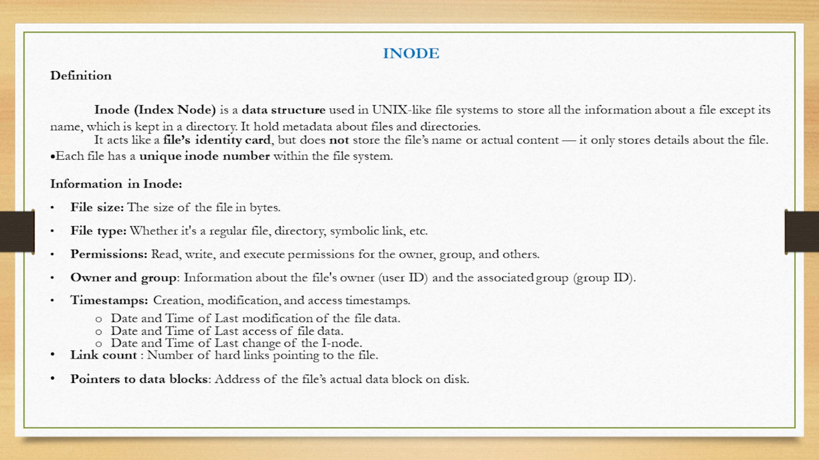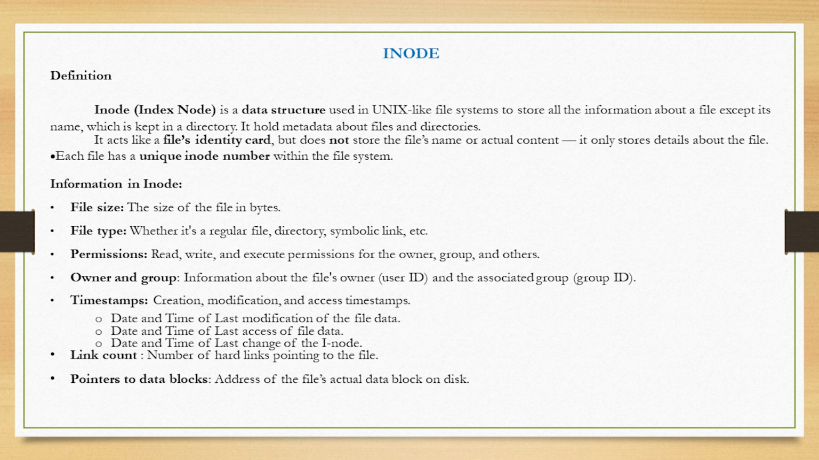It is a data structure used in the Unix file system to store all information about the file except its file name, which is kept in a directory. It holds metadata. Metadata is nothing but data about the data. That is, it contains the information about the files and the directories. It acts as a file's identity card but does not store the file name or actual content. It only stores the details about the file. Each file has a unique inode number within the file system.